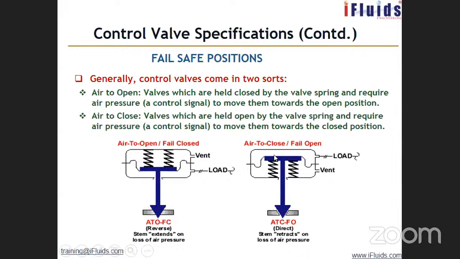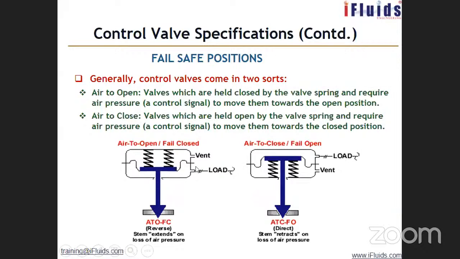The other case is fail to open. When the instrument air fails, we have to open the valve. In certain services, we open the valve because keeping the valve closed may affect the operation. Here it is exactly reverse. You have the spring here, and you have the diaphragm and the load. Instrument air comes here. Suppose the instrument air fails, the spring will push the diaphragm above and allow the valve to open. Keep it in the open condition. When instrument air fails, the valve will go to the full open position.